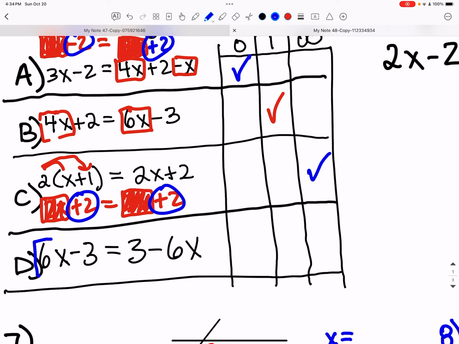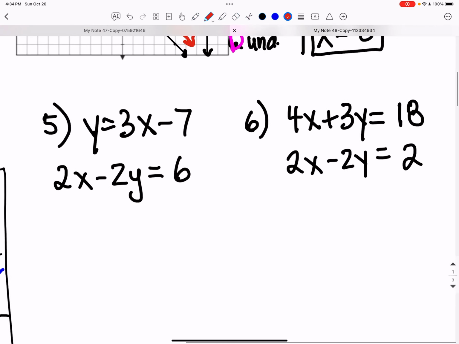This is the trick question I keep giving you. This is 6 x's. This is a -6 x's. Those do not cancel each other out. This is a normal old problem. One answer.